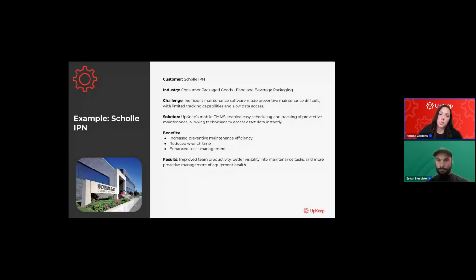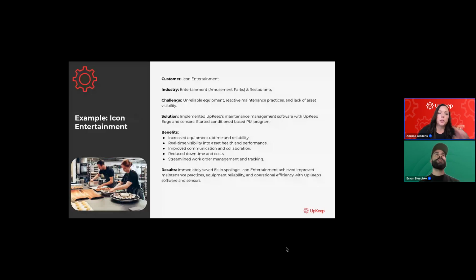And within 30 days, their team was able to get insights into their maintenance activities, such as work order completion by asset and technician, and monitor KPIs like preventative work order completion rate, as well as work order response times in UpKeep. So now they have improved their team productivity, they have better visibility into their PM tasks, and more proactive management of their equipment health.